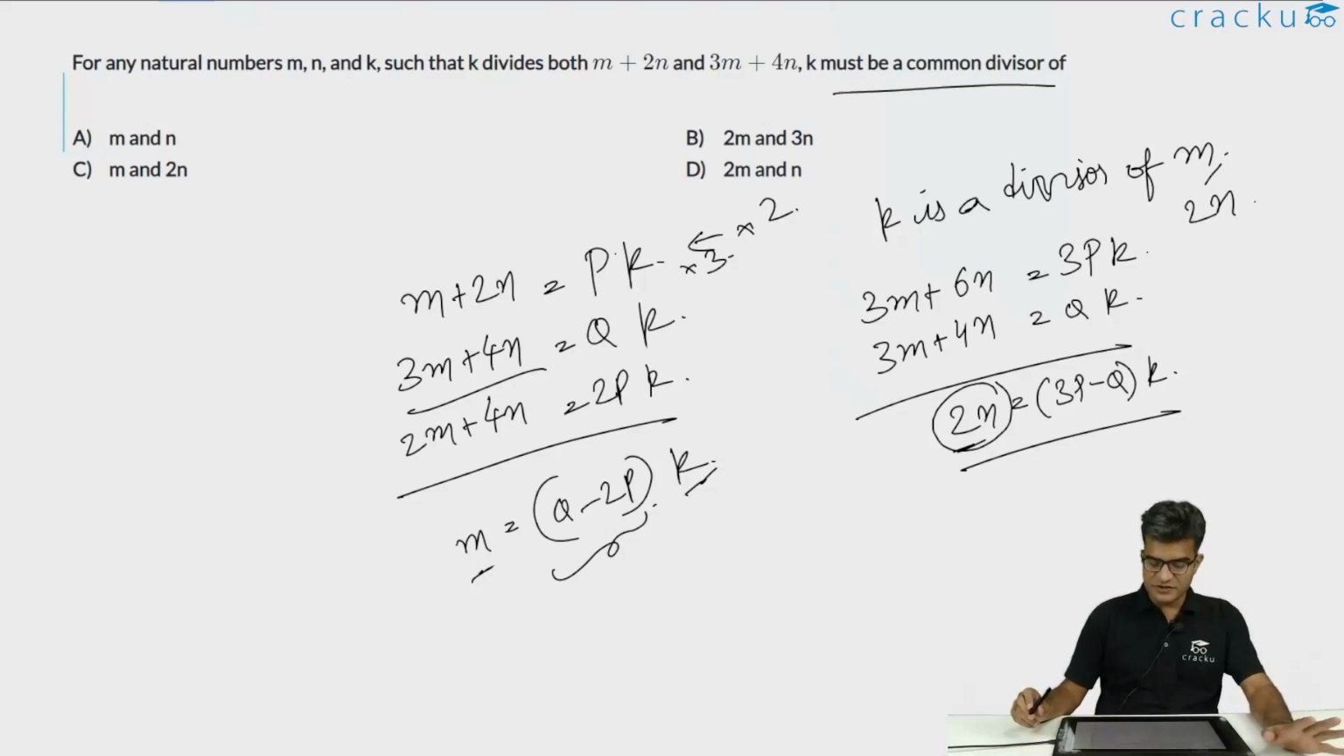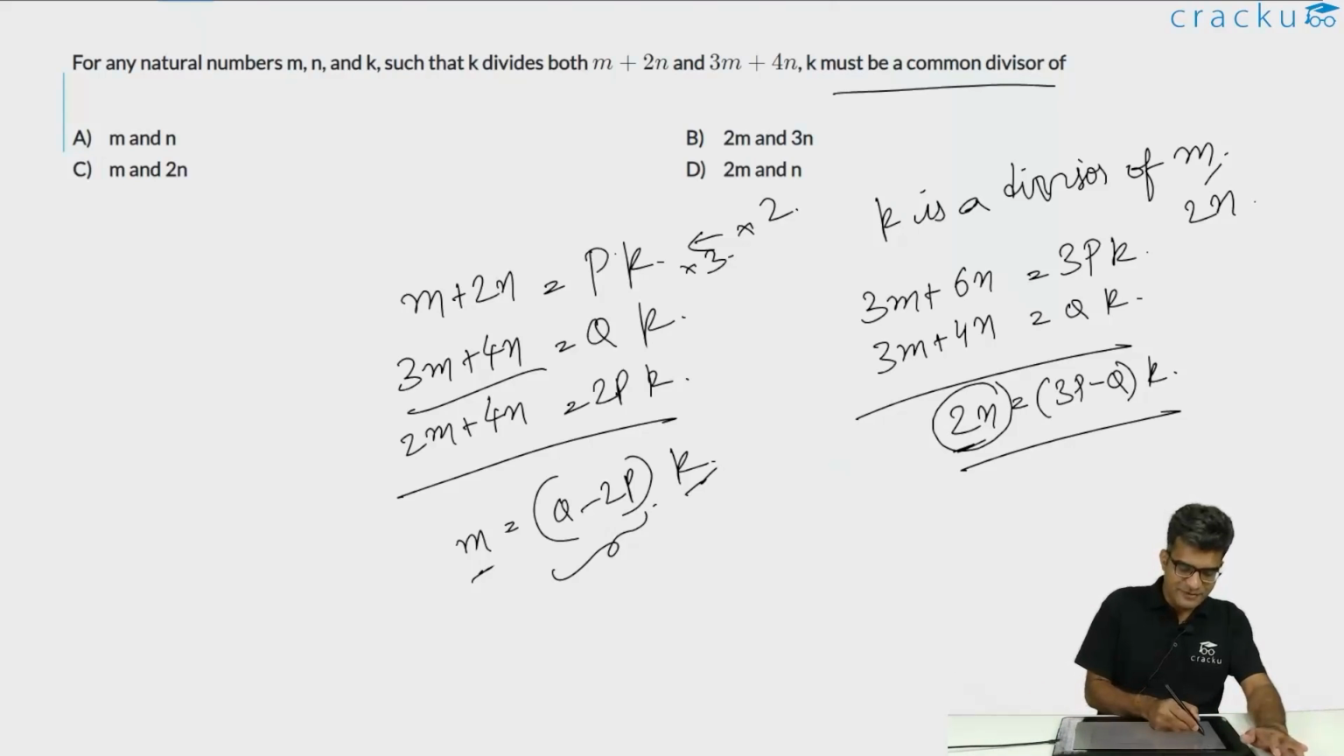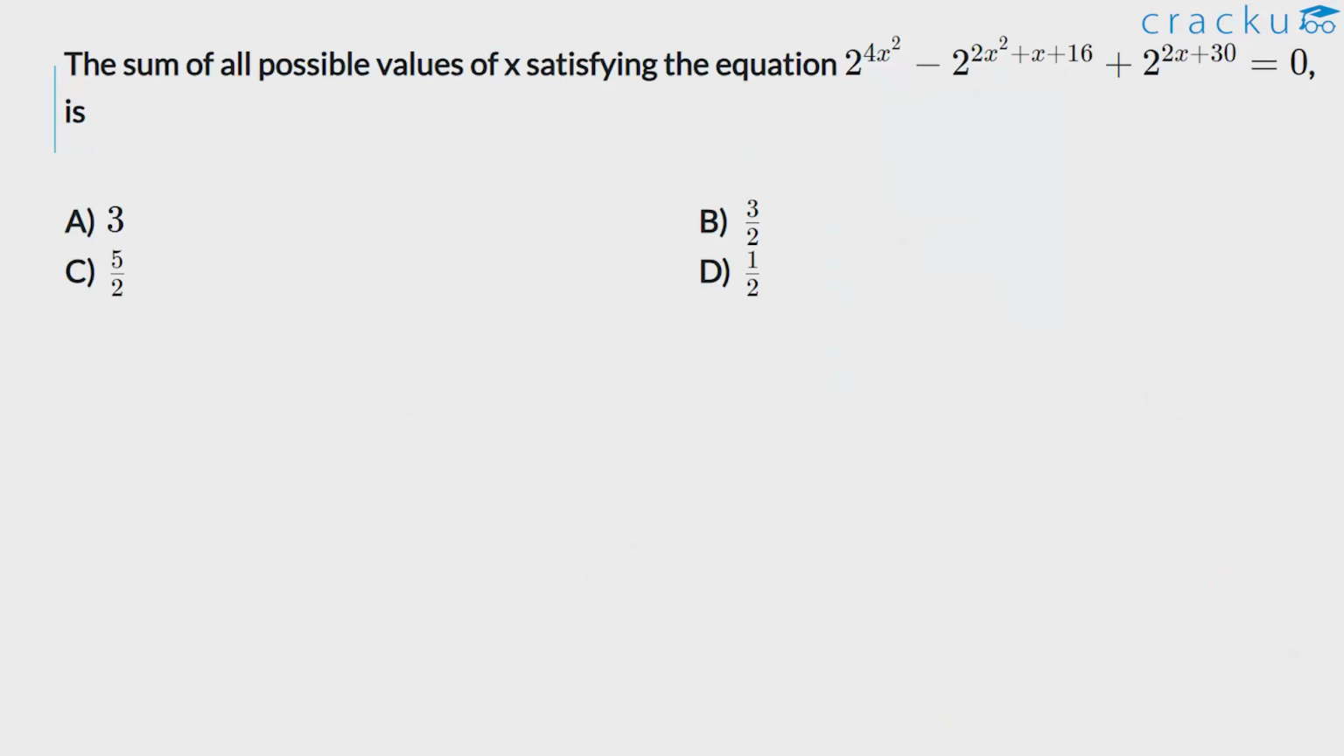So we can say for sure that k has to be a common divisor of both m and 2n, which is option C.